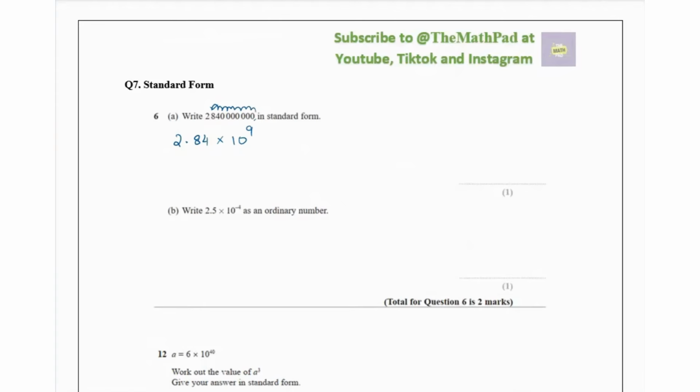That is your answer in standard form. Then they're asking us to write the answer as an ordinary number. So they gave us a standard form. We have to write it as an ordinary number.